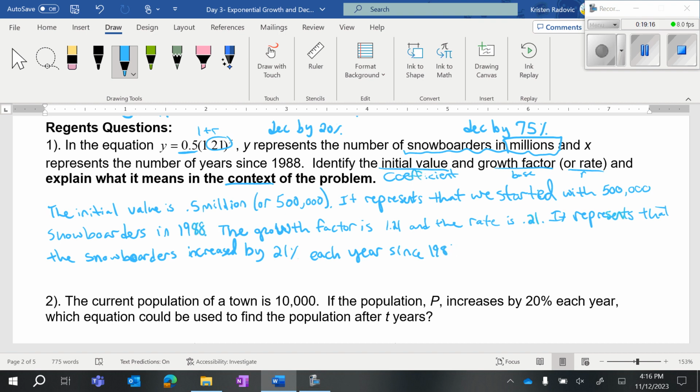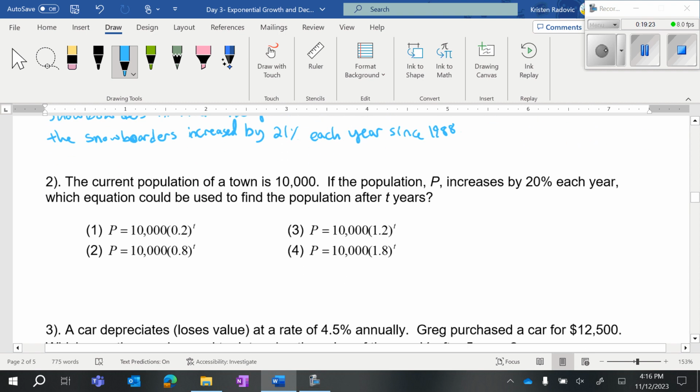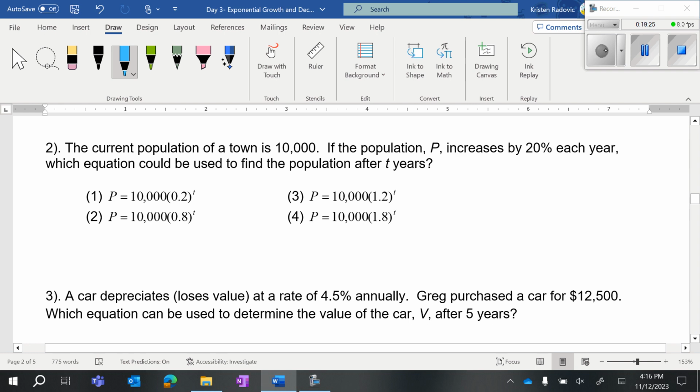You got 1 point for each one. And if you didn't notice that this was in millions, you only got 1 point, unfortunately. Try the next one. The current population of a town is 10,000. This is your initial. If the population increases by 20% each year, which equation could be used to find the population after t years?